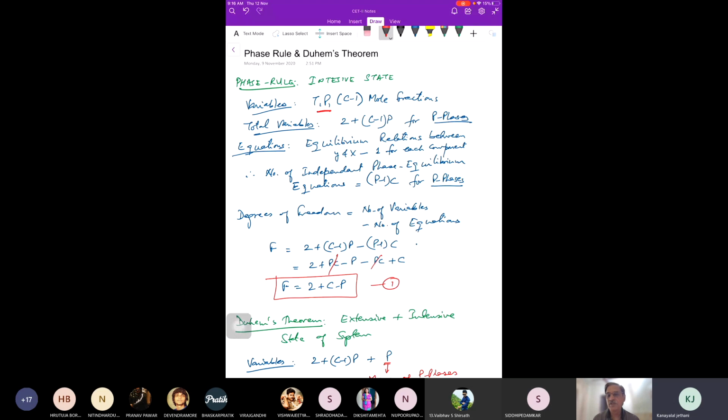Any idea why it is p minus 1 into c and not p into c? Number of components c, number of phases p. Nobody knows, is it?